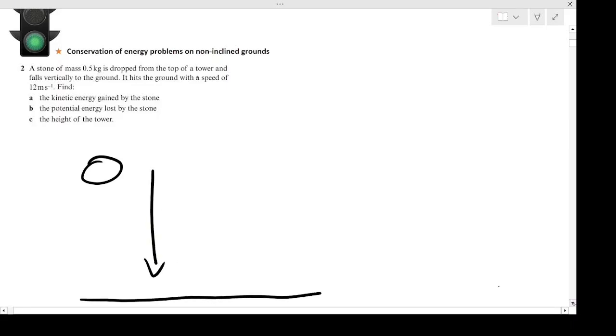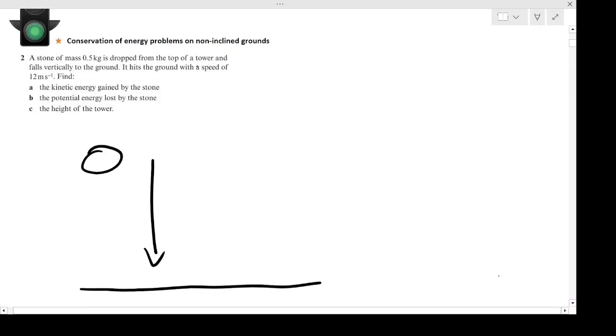Okay, so if I just draw roughly what's going on, we have a stone, and then we're told it falls down from a tower, right? So it falls down like this. Then it hits the ground, let's say here. And so we've got these two different points of the journey. We're at the top of the tower here, and then we're at the ground here.